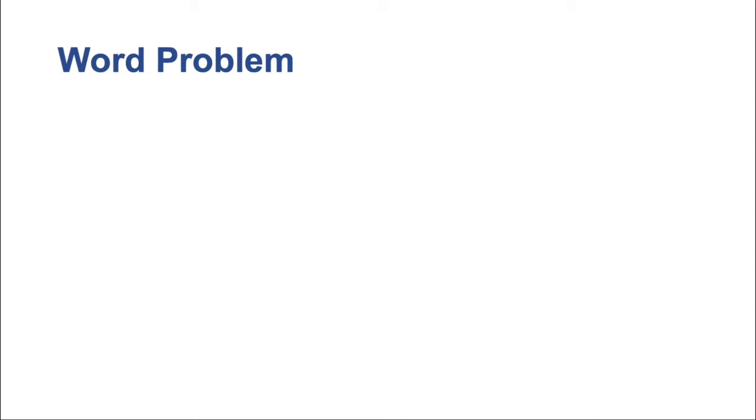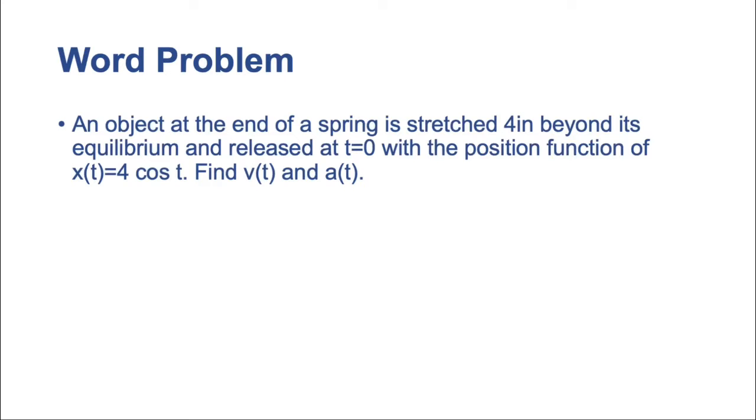Now let's do a word problem. This one's going to involve some harmonic motion. Maybe you're aware of this from physics. If not, it's fine. I'll explain some of it as well. So, an object at the end of a spring is stretched 4 inches beyond its equilibrium and released at t equals 0 with the position function of x of t equals 4 cosine t. Find v of t and a of t. Now we've seen this before, and the only difference is that we're taking the derivative of a trig function.